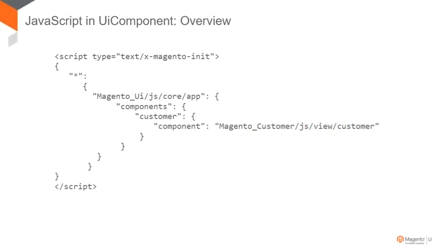Usually, UI components are executed in a special way by passing a configuration object to the Magento UI JS Core App module. The slide shows an example of executing a customer's component, Magento Customer JS View Customer.